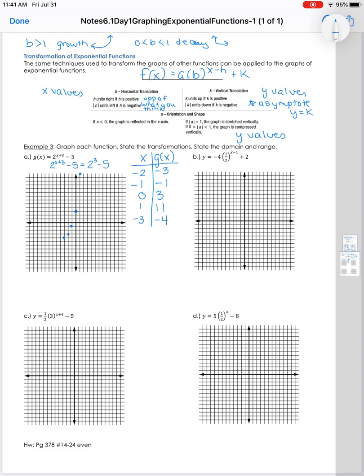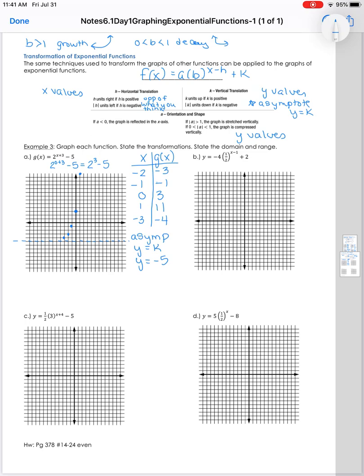Okay, now what you want to also keep in mind, other important bits of information. We have an asymptote, which we said was y equals the k value. Well, the k value in this case is what's being added or subtracted, so that's y equals -5. So if we come down here to -5, we're going to make ourselves a dotted line, because the graph should never cross that particular line.